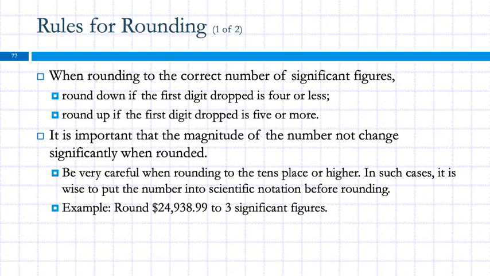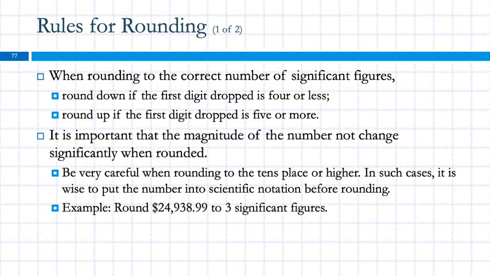So rounding. When you're rounding, you just look at the first digit you're going to get rid of. If it's 5 or greater, you round up. If it's 4 or less, you round down. Okay? It's very important that when you round numbers, you don't change the overall size, the magnitude of the number. So, an example here.